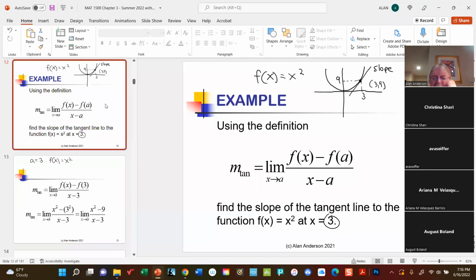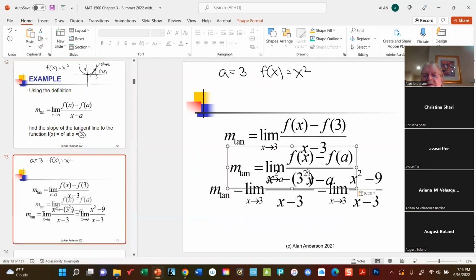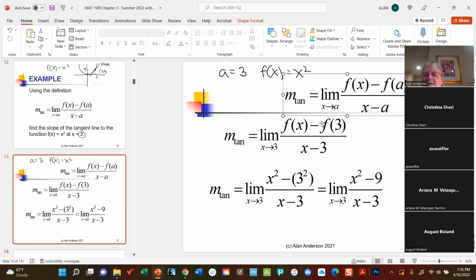So this function, actually, let me copy this here, just so we don't have to go back and forth a million times. Okay, that's what we're trying to do right there. Okay, great. So first thing I did was I replaced all the a's with 3's, including here. And then the f of x's are replaced with x squared, of course, because that's the name of the function. So the important thing here is that f of x is x squared, but f of a is therefore 3 squared.